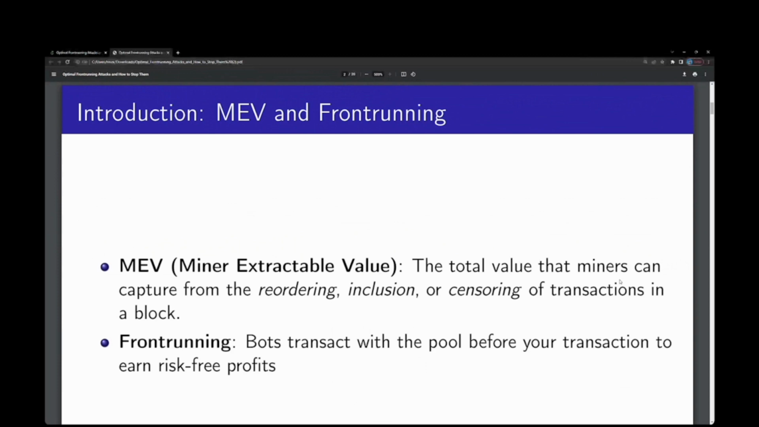And usually it doesn't just refer to the value that the miner gets. Usually it also refers to what searchers are getting as well, which is a little bit weird if you're new to it, but that's kind of how it's used in the vernacular. And then front running is maybe a bot or something just hits the pool before your transaction hits the pool. And it can make your execution worse, or it can make the execution worse for the liquidity provider. And we'll see how that works.